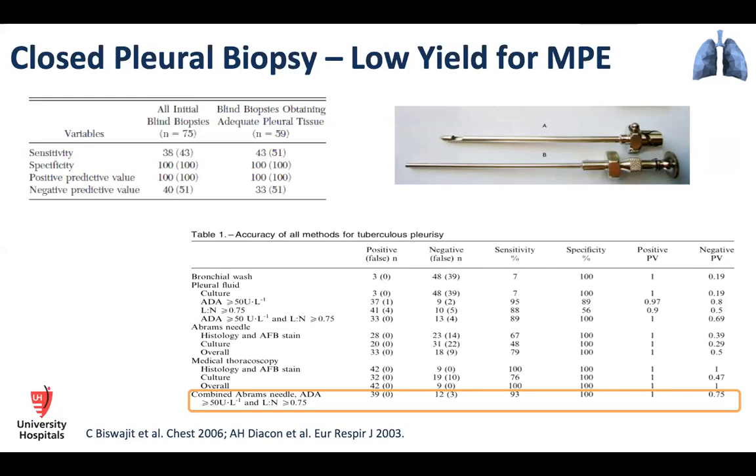As you can suspect, in malignant disease that's not uniformly distributed, the yield of closed pleural biopsy is quite low, and so we don't do it. But in benign diseases, especially tuberculosis causing pleurisy, the yield is actually quite high, almost over 80%.